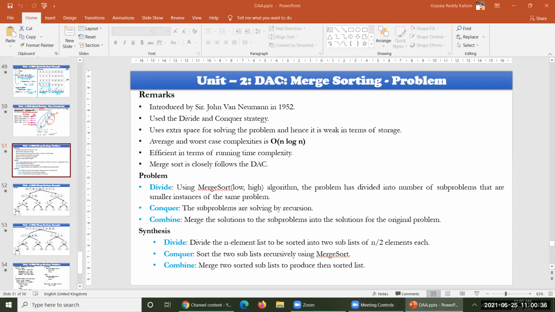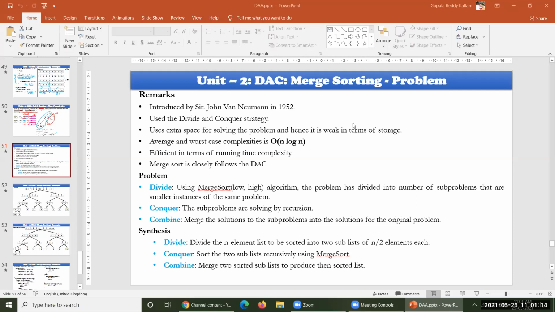We are almost at the end of this divide and conquer technique. Probably today we would like to discuss the last but one algorithm. That algorithm is merge sort. Only one algorithm is left over for us. What is that? The defective chessboard problem. Probably by tomorrow or day after tomorrow, we shall finish up this particular unit.